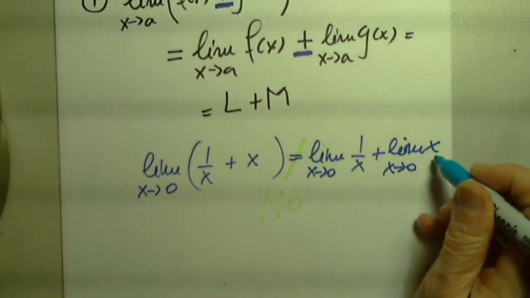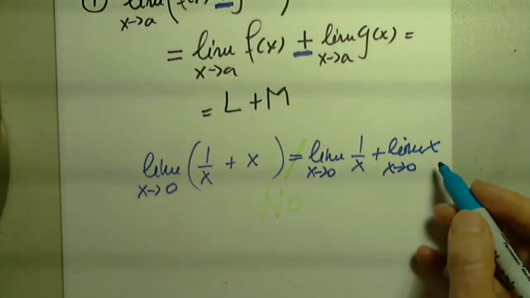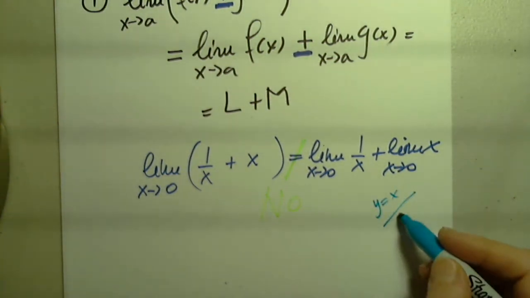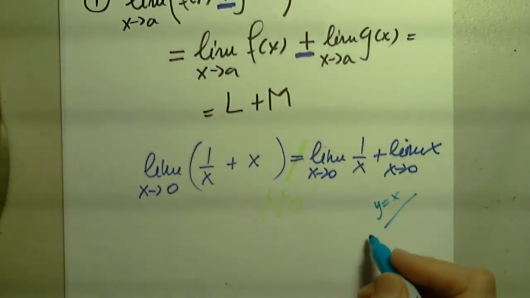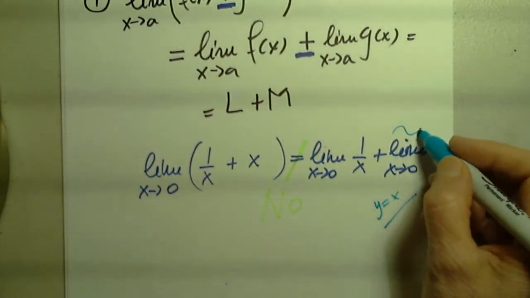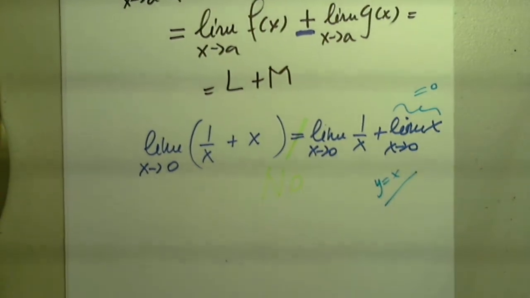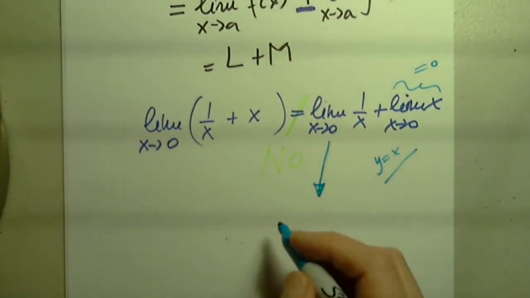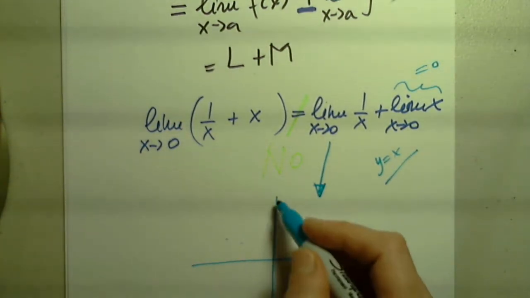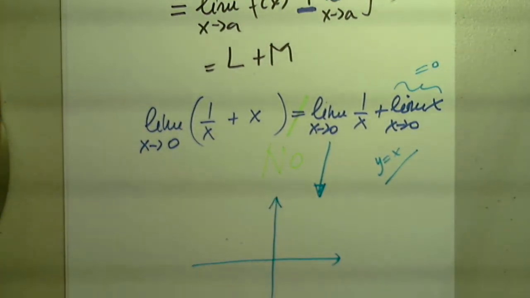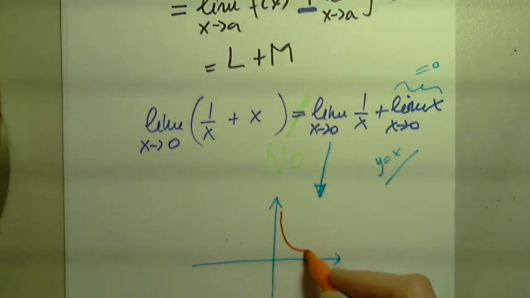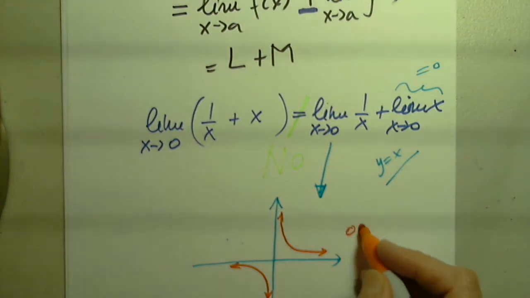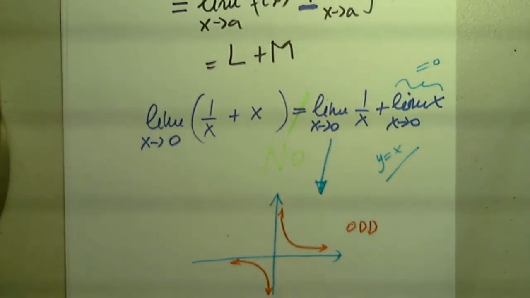The limit of x when x approaches 0, well, let's look at the graph. This is y equals x. It will pass through the origin, so as x approaches 0 from either side, this number will be 0. But if you remember how we graph this function, it's an important function, a rational function. Let me remind you how we graph this. Very important. It's this. And we called it odd because it's symmetric with respect to the origin.